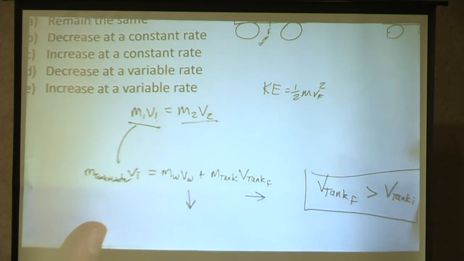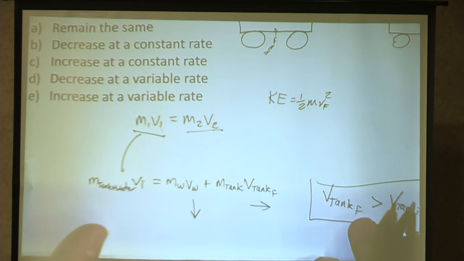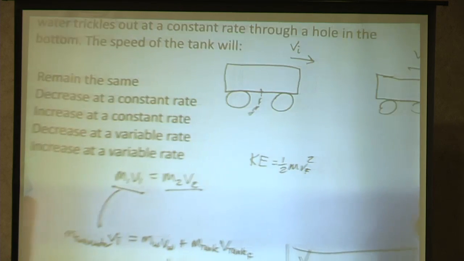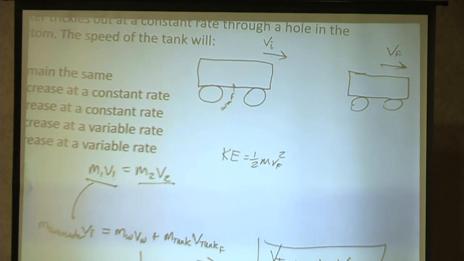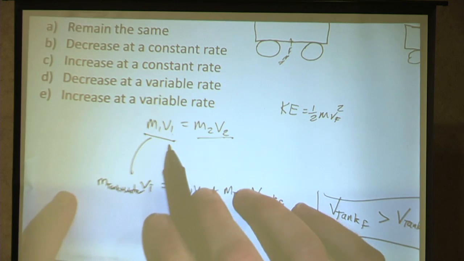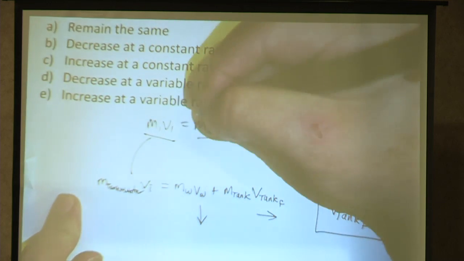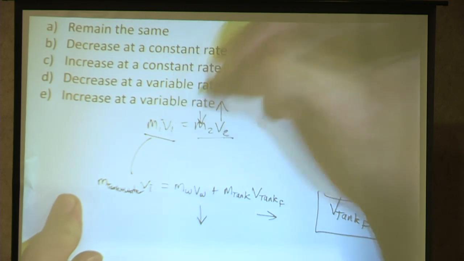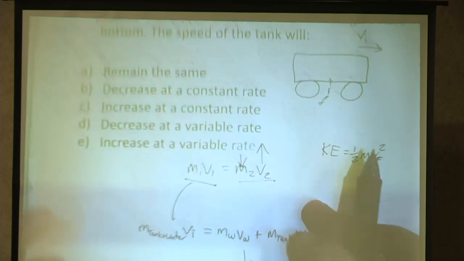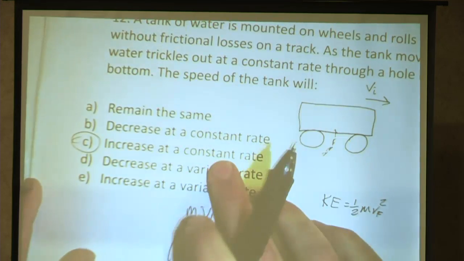So the initial thought process was right. So it kind of makes sense. All you need to do is think about it in a logical, normal way. The truck, it's not really losing energy. It's kind of staying the same. It's just losing mass. So to make this equation right here work, if this mass decreases, then this velocity must increase to keep them the same. So the answer is C. Increases at a constant rate.